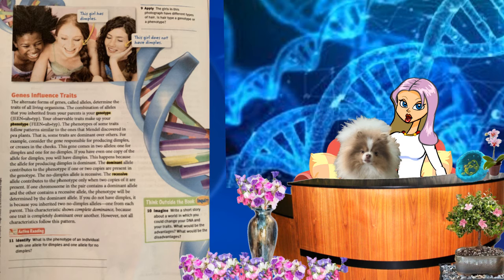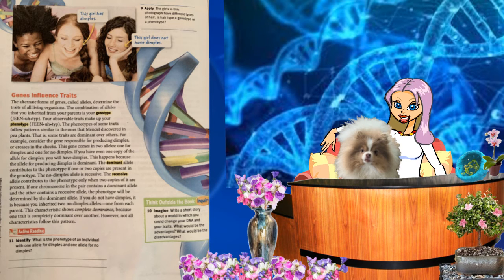Active reading. Identify. What is the phenotype of an individual with one allele for dimples and one allele for no dimples? Okay, here's your homework.